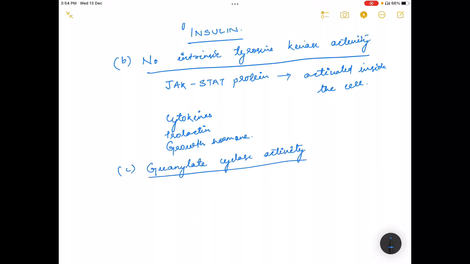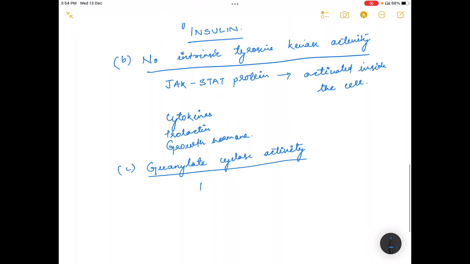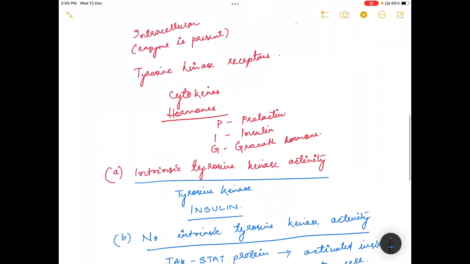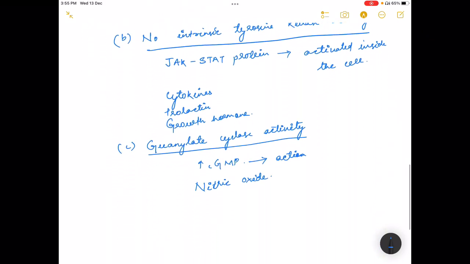Now coming to the third type of enzymatic receptor, which has got a guanylate cyclase activity. So the drug binds outside and activates the enzyme guanylate cyclase present in the inside. This enzyme increases the production of cyclic GMP. So it produces the action by this. And this is present for nitric oxide. So this finishes your enzymatic receptors.